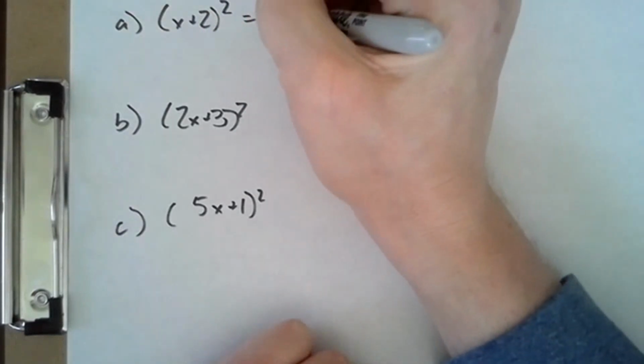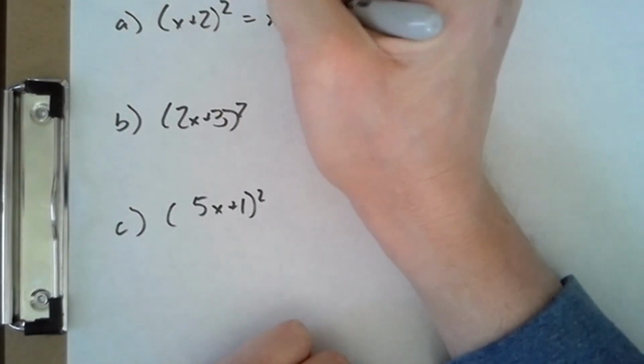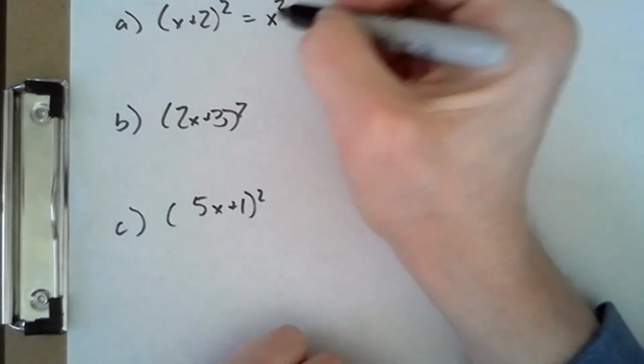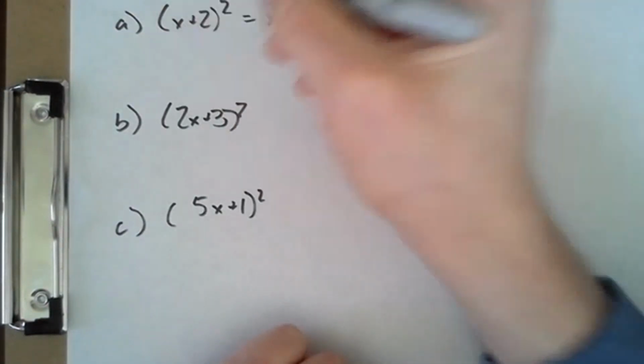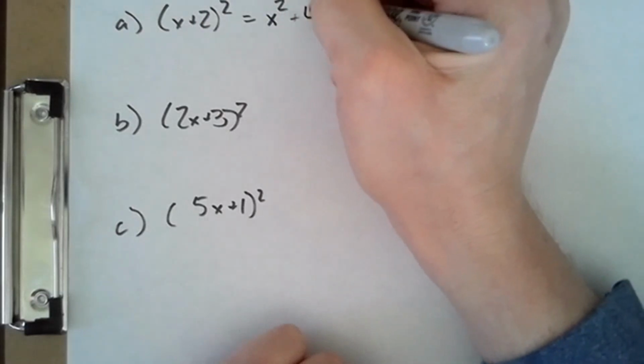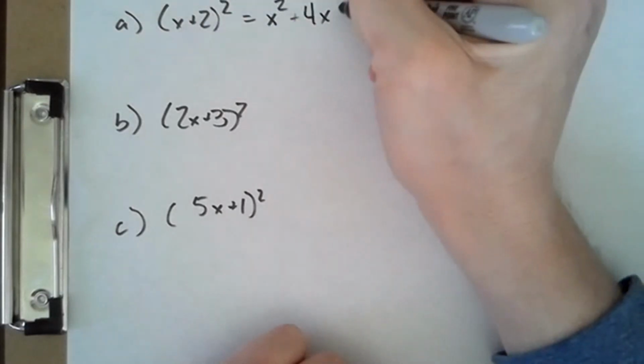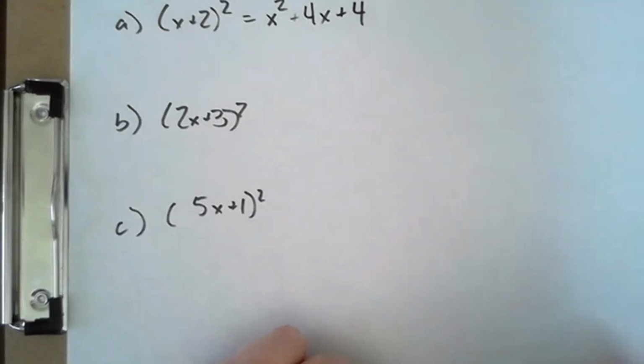Well, we just take our first term and square it. Then we take 2 times the product of the two terms. So that's 2 times x times 2, which is plus 4x. And then we square the last term, plus 4.